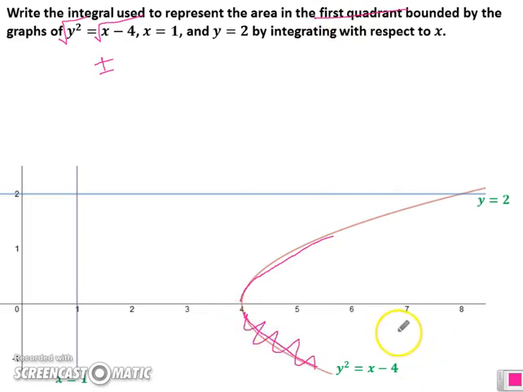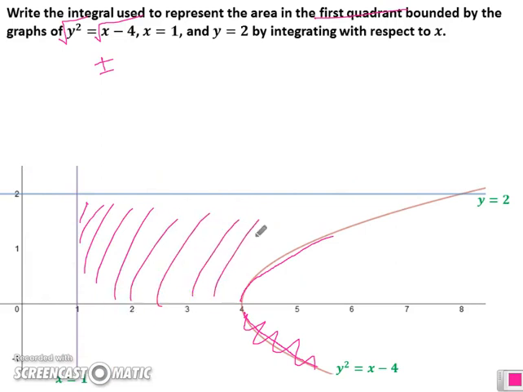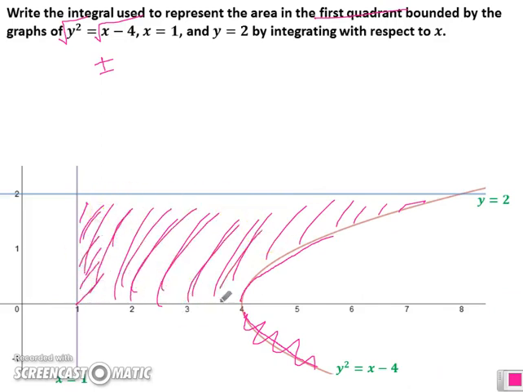And we're bounded by x equals 1, which is right here, and y equals 2. So first quadrant, x equals 1, y equals 2, and we've got this situation going. So this is our area section. We only have to write the integral this time, we don't have to find the area.